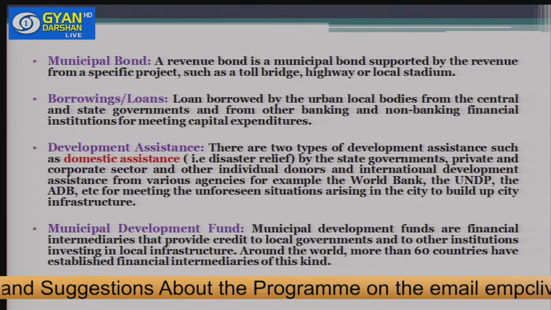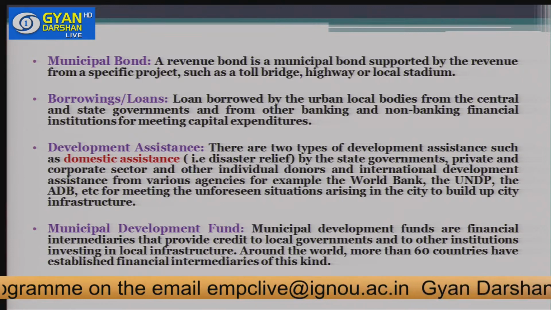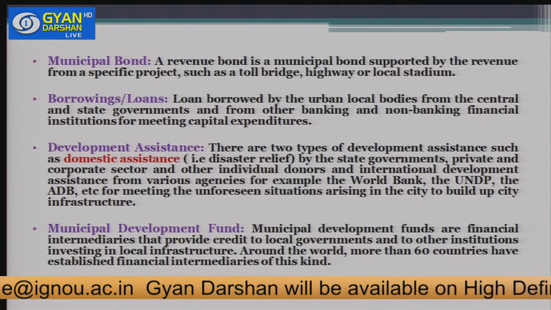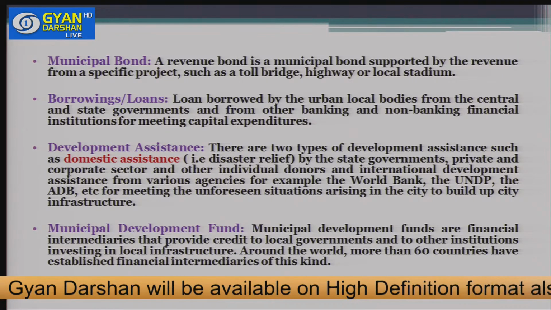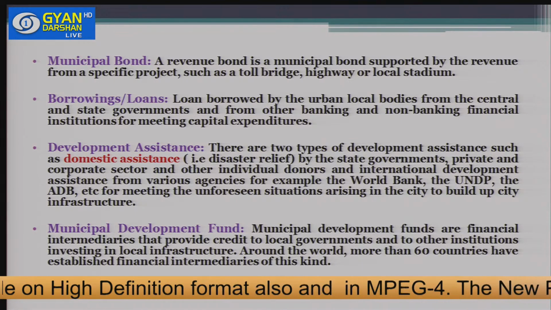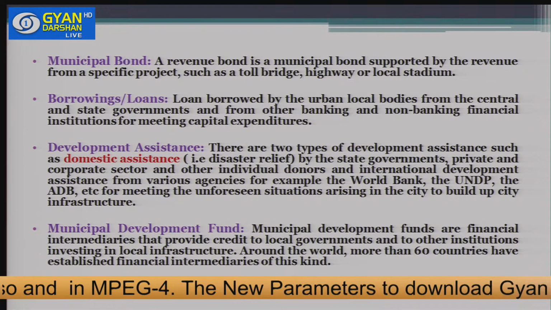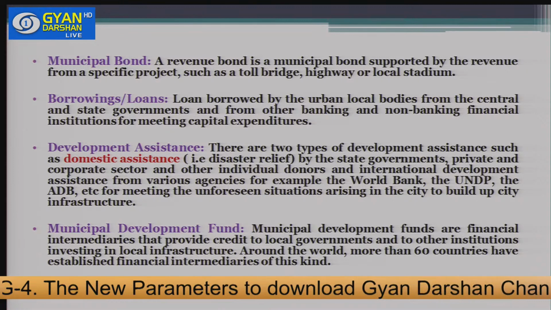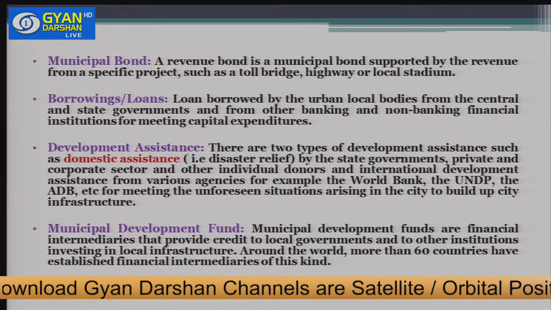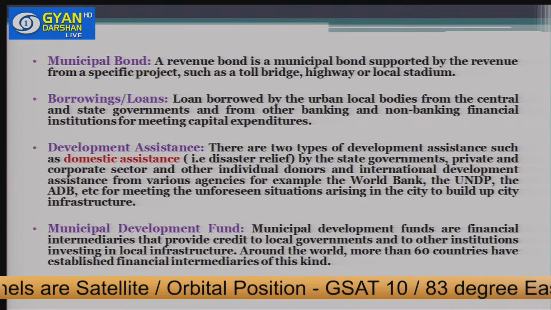Besides that, they also have the sources of borrowings and loans. They can take loans from the central and state governments, and also from non-banking financial institutions; they can take loans from the LIC, GIC, and different sources. And also developmental assistance. Many a time international agencies like the World Bank and Asian Development Bank assist the municipal corporation, and many a time the corporate sector also gives developmental assistance.